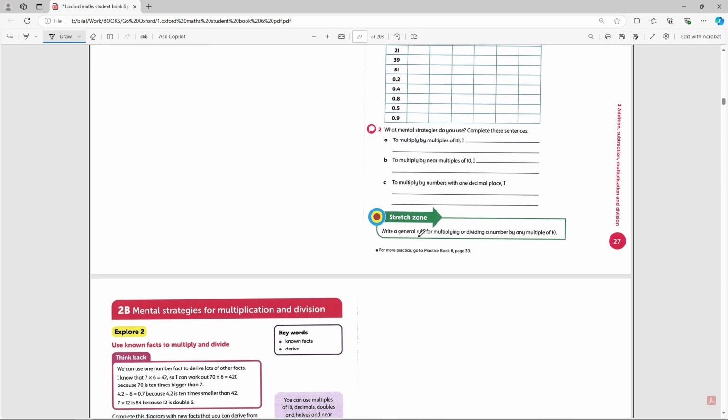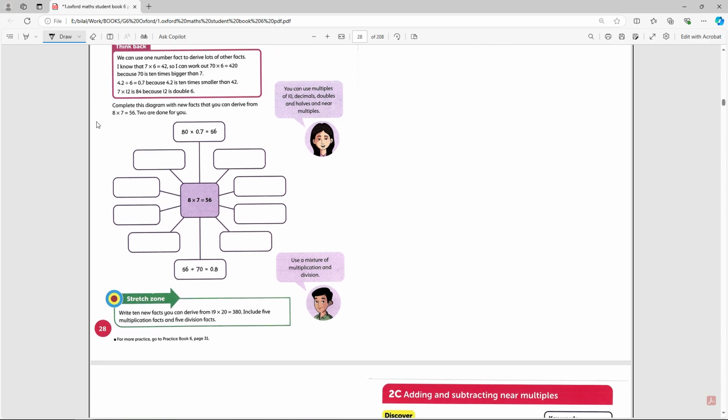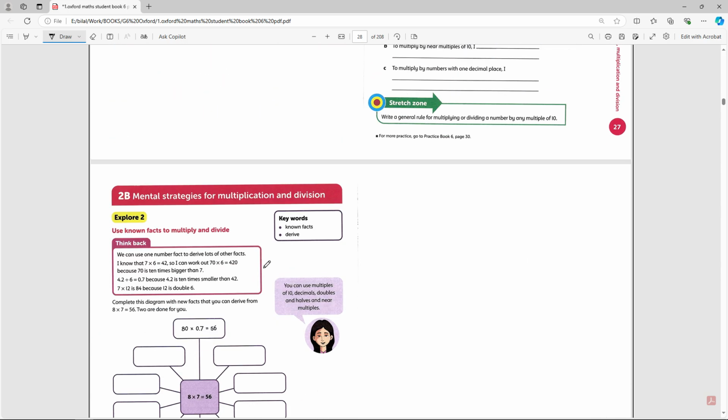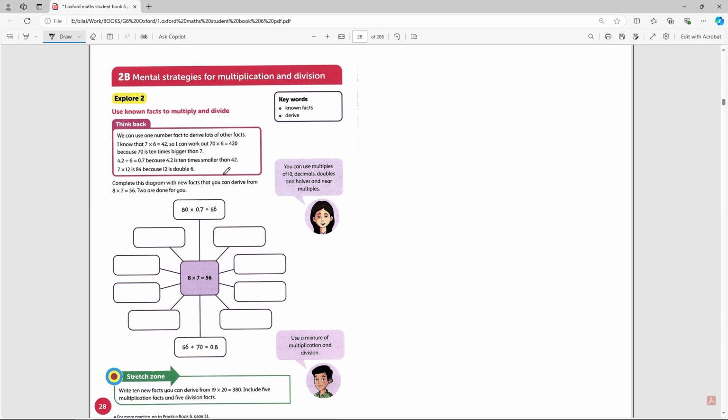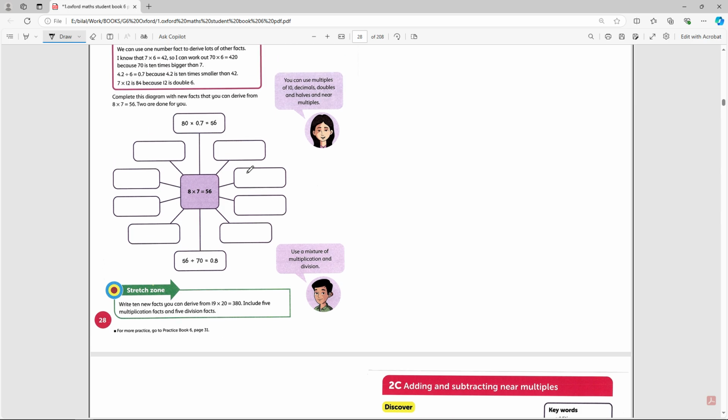This one we did it, as I remember. This one also we did it, the same thing, the same method from here. Just follow the guide in here. This time you're going to divide. Complete this diagram. And this is the end.